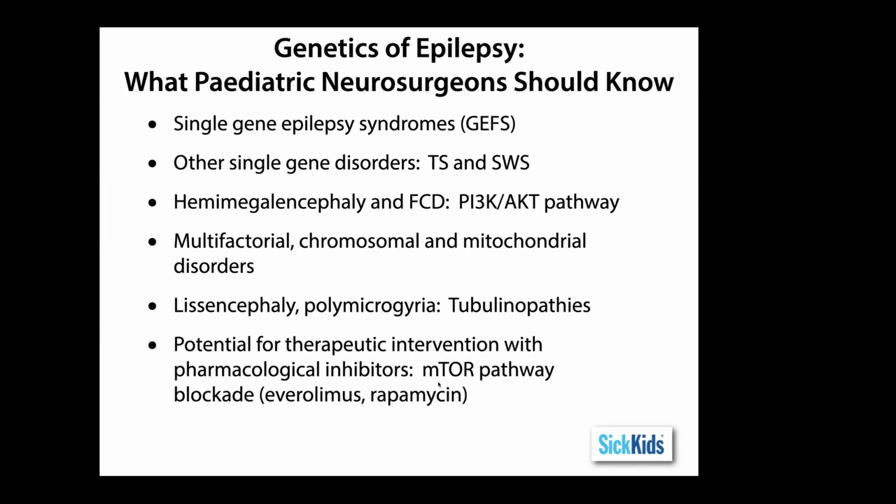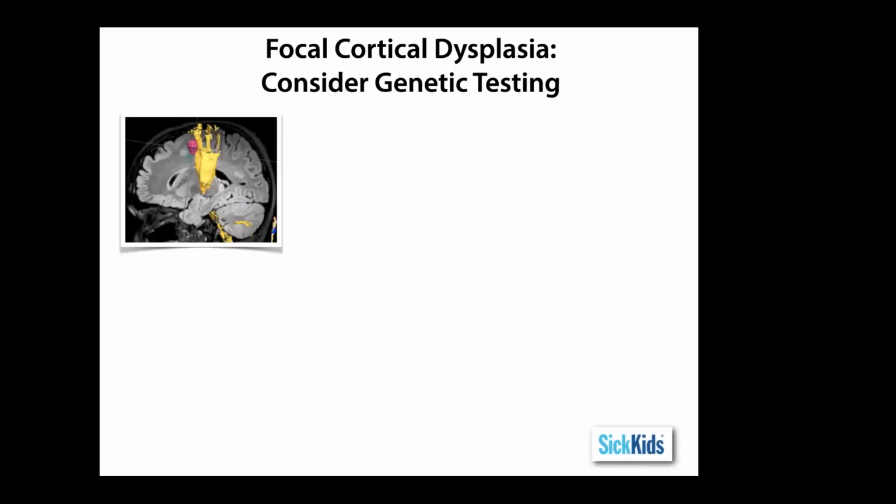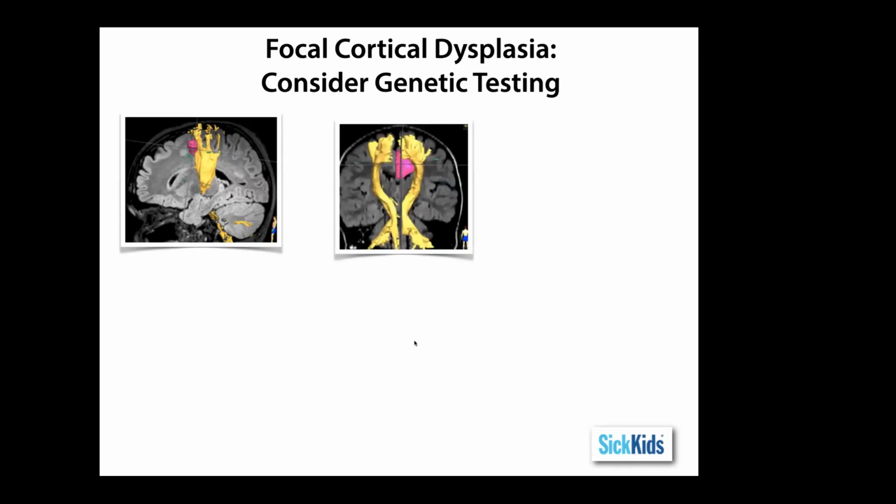And one wonders whether in the future, just as we've seen with SEGAs for tuberous sclerosis, where we have drug therapy, what about drug therapy for focal cortical dysplasia? Anyway, we'll see in the future whether that plays out. Okay, so that's just a bit on the genetics. Now I'll move quickly into the disorders of focal cortical dysplasia.